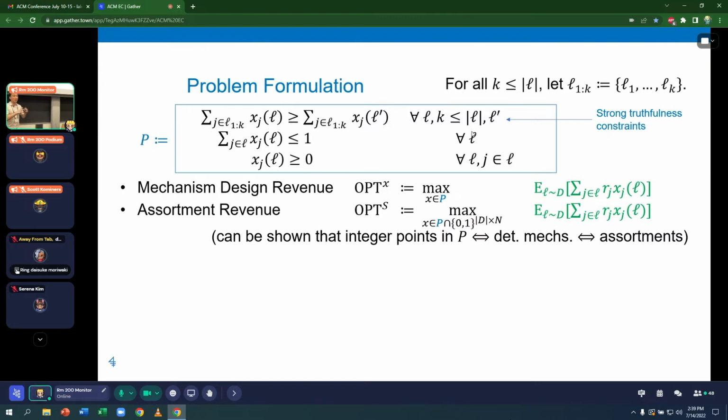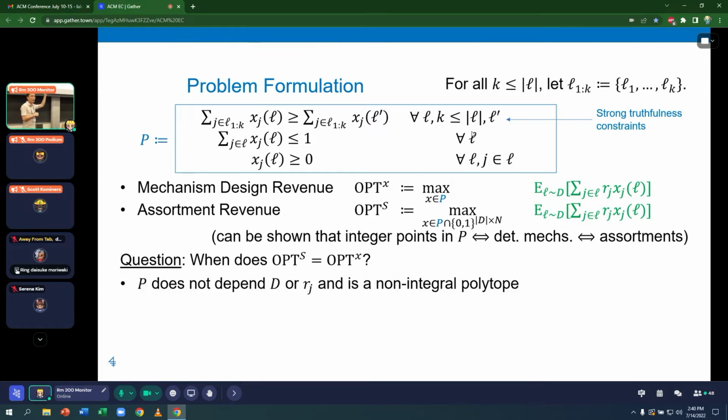We show that under this definition, there's a one-to-one correspondence between deterministic mechanisms and assortments and integer points in this polytope. So assortment optimization is the same optimization problem restricted to integer points. So the question we're asking is, when does OPT(S) over the integer points equal the general OPT(x) over the polytope? I should just remark, the polytope P doesn't depend on the distribution or the prices at all, so it doesn't depend on the instance.